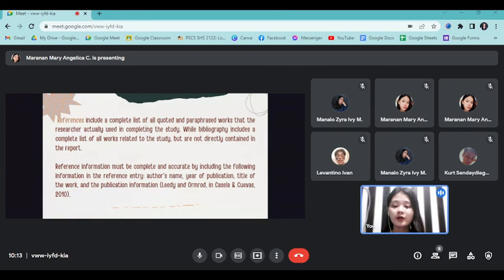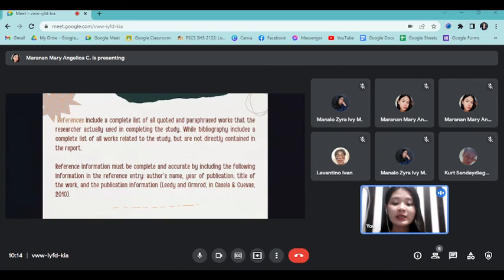So, references include a complete list of all quoted and paraphrased works that the researcher actually used in completing the study, while bibliography includes a complete list of all works related to the study but are not directly contained in the report. So, references include sources that are directly cited in your paper. Bibliographies, on the other hand, contain all the sources that you have used to generate ideas for your paper, whether they are directly cited or not.